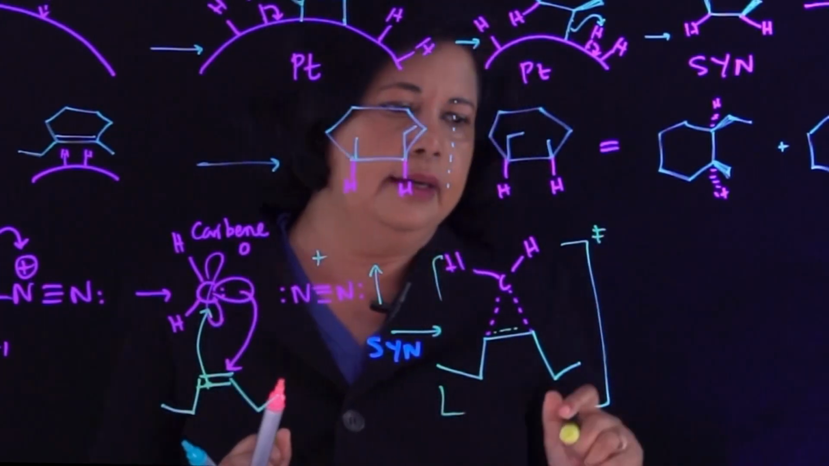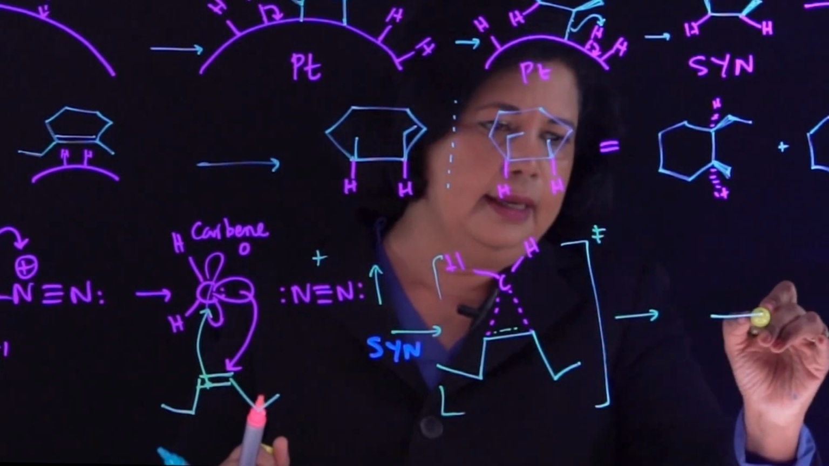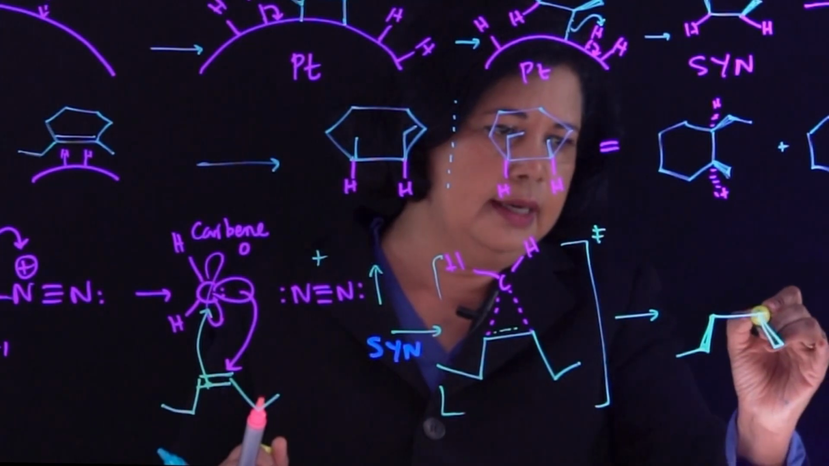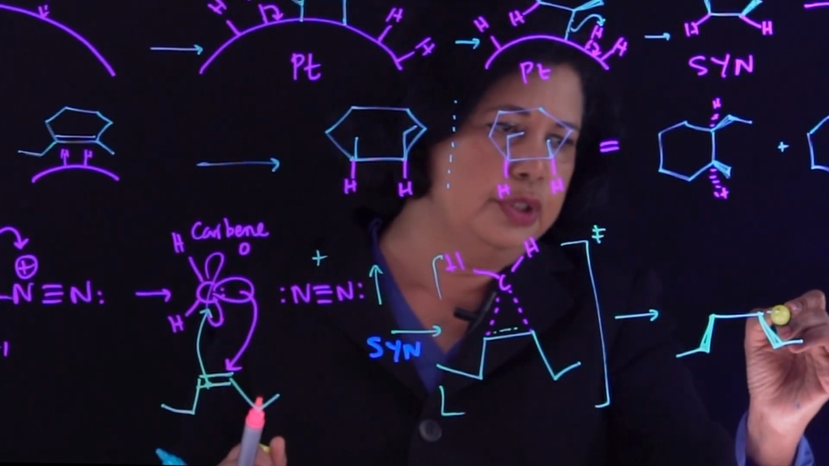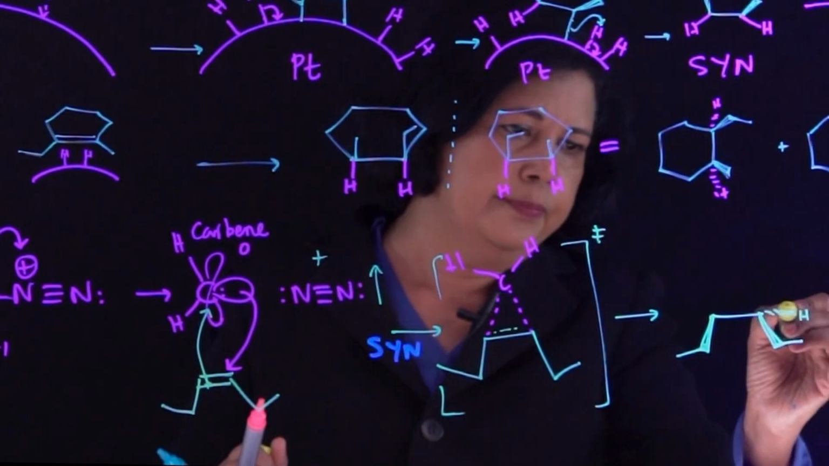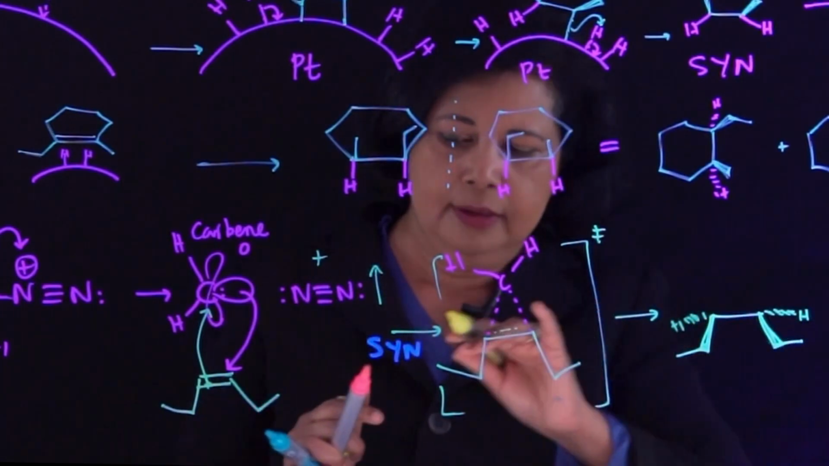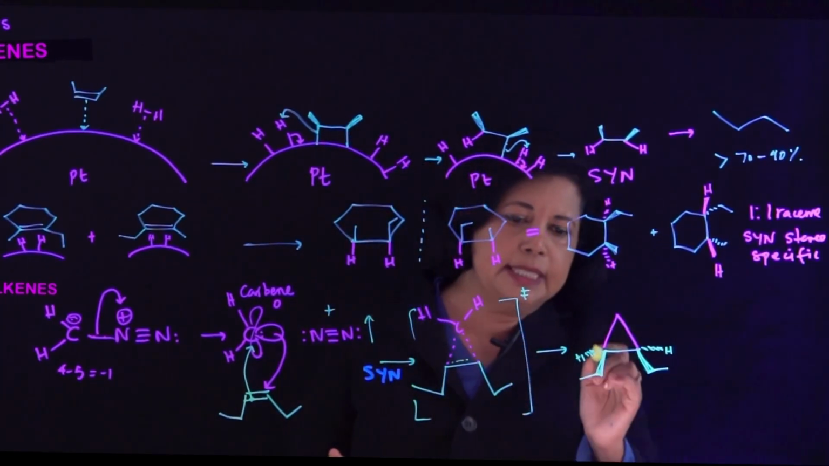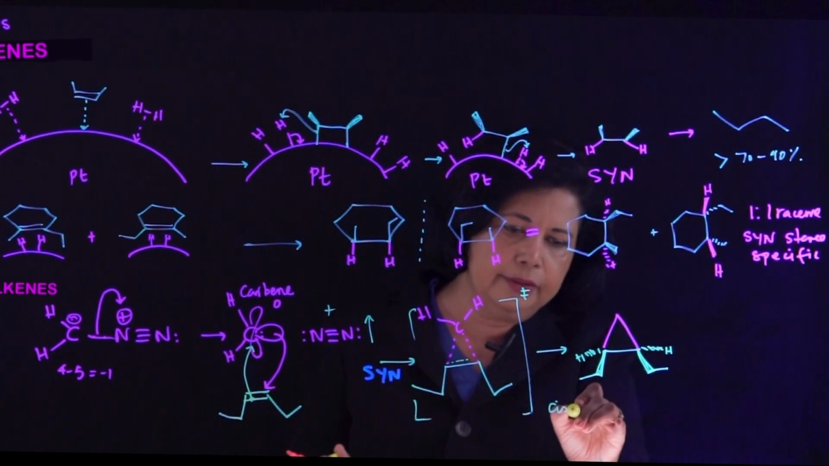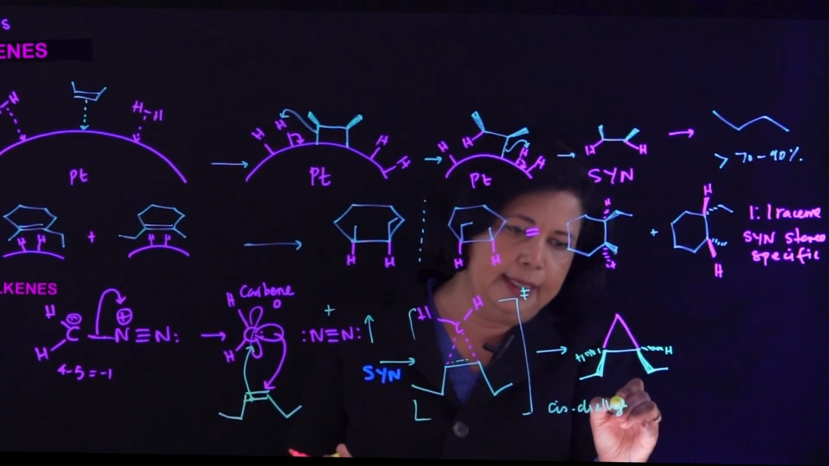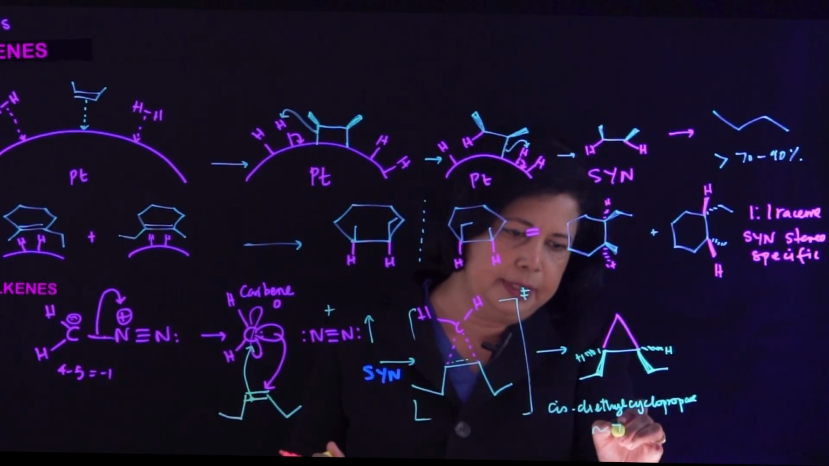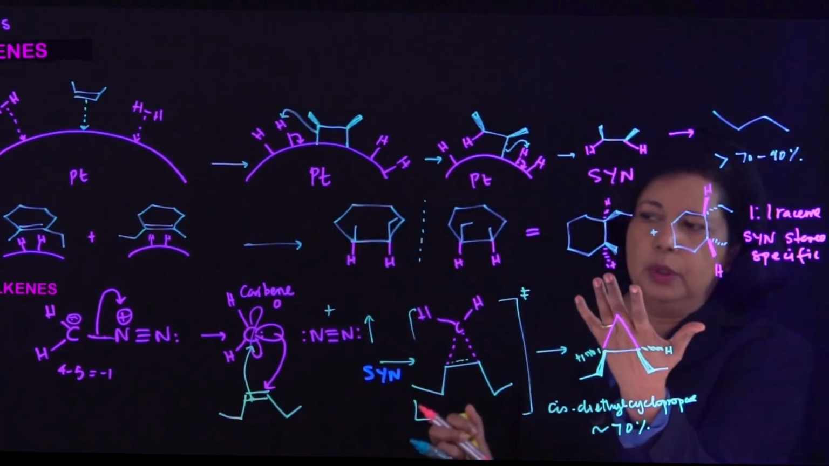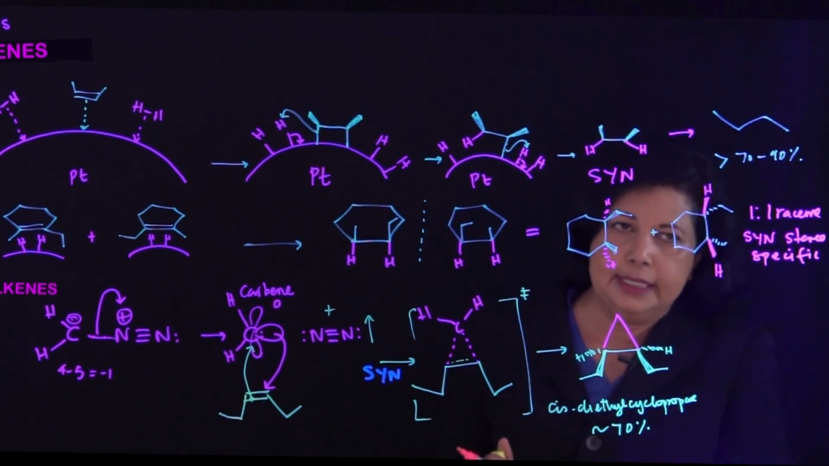When all is said and done, you are going to get a nice insertion here, and it's going to be either on this side, and you will have your hydrogens going in, and you're going to get that. So they form this cis diethyl cyclopropane, in about 70% yield. Okay, you could also have, as I said, the other one, and it's going to be the exact same molecule.